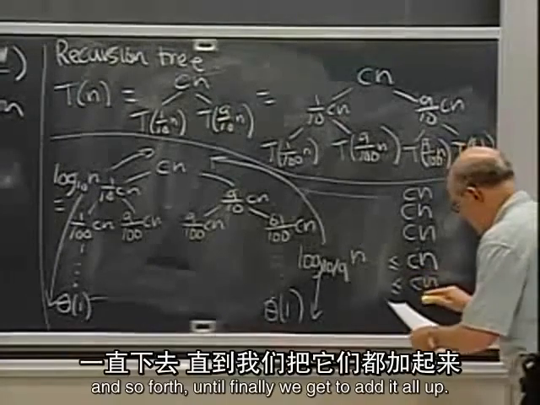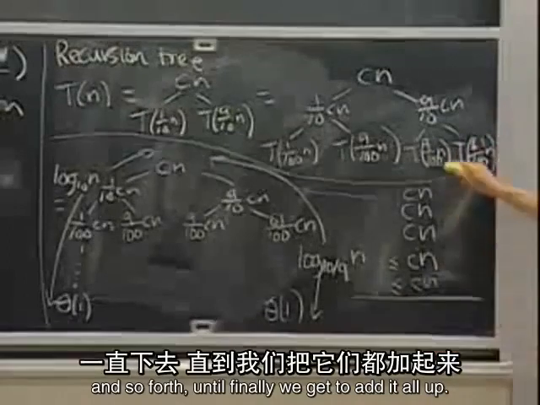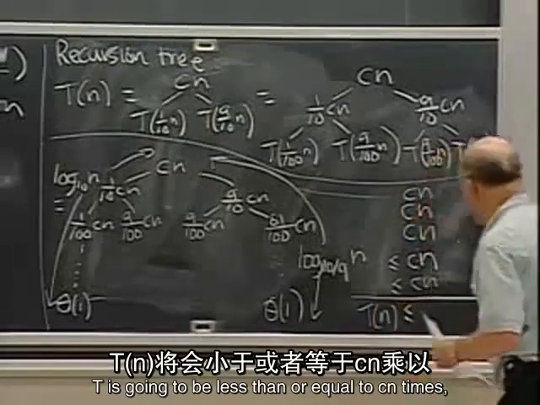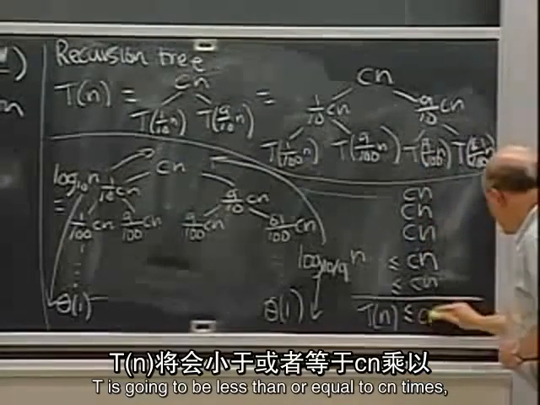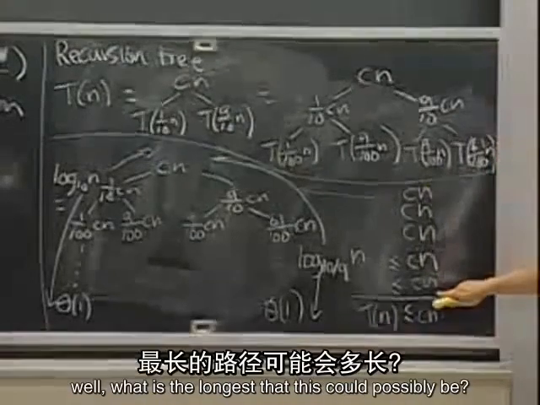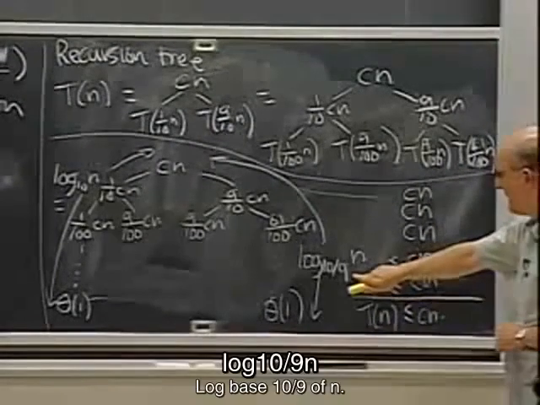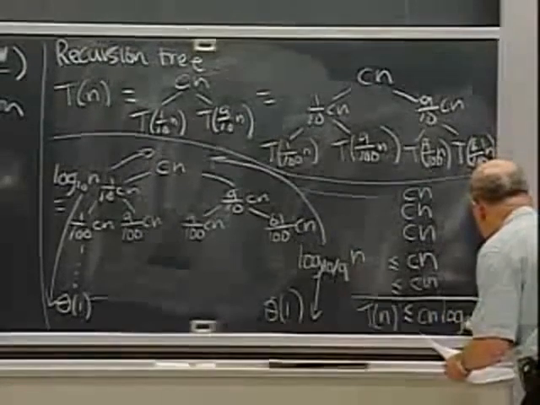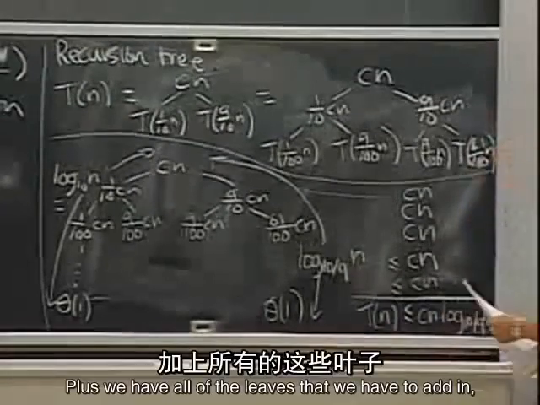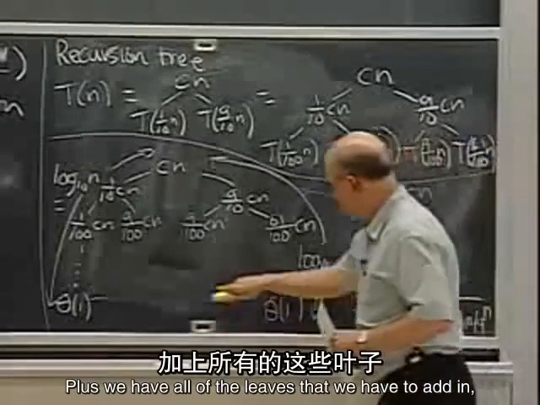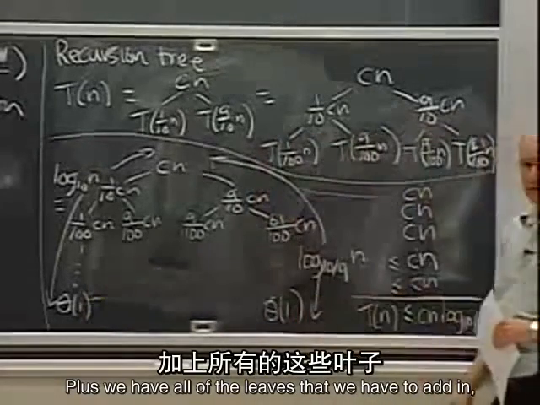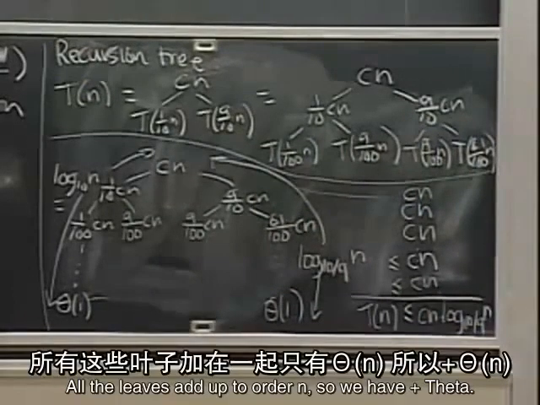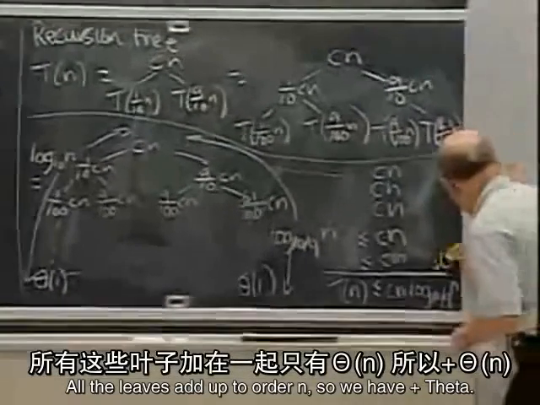And so forth, until finally we get to add it all up. Okay? So T of n is going to be less than or equal to Cn times, well, what's the longest that this could possibly be? Log base 10 of n. Sorry, 10/9 n. Okay, plus we have all of the leaves that we have to add in. But all the leaves together add up to just order n. Okay? All the leaves add up to order n. So we have plus theta n.